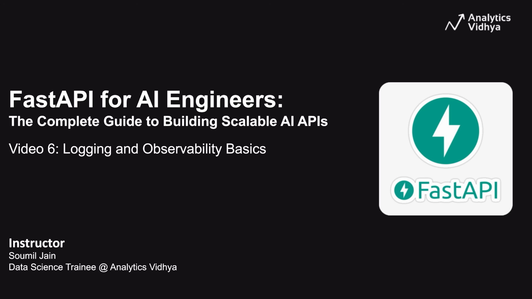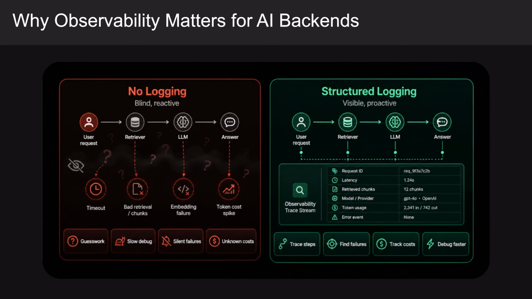In this video, we cover logging and observability basics, structured logging, what to capture, and how to handle provider errors cleanly. AI backends fail in ways that are hard to detect without logging. An LLM API timeout looks like a slow response from the outside. A retrieval step returning low relevance chunks looks like a bad answer, but you can't tell if the model hallucinated or the retrieval failed. An embedding failure mid-ingestion means documents are silently missing from the knowledge base.